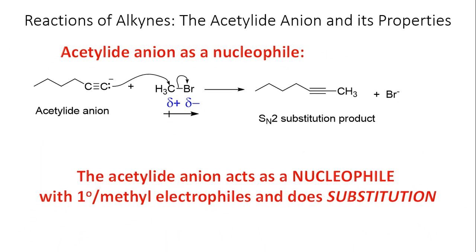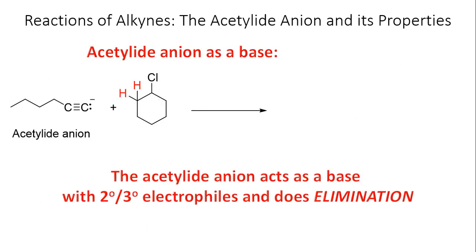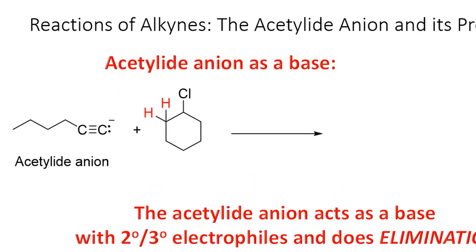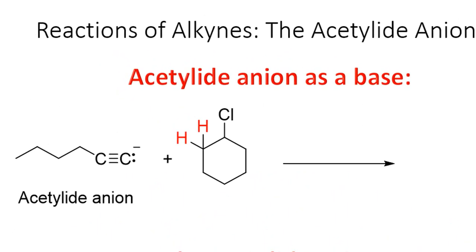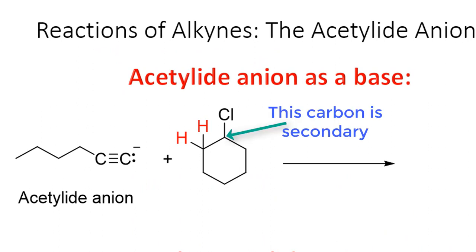And so the acetylide anion, if you want to remember this, acts as a nucleophile if it's reacted with a primary or methyl electrophile. And then when that happens, you do substitution, okay? Now let's look at another scenario. The acetylide anion here, and now it's in the presence of a secondary alkyl halide or a secondary substrate. It doesn't do substitution.